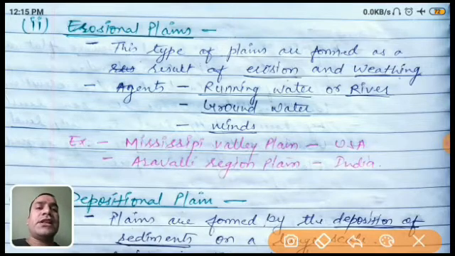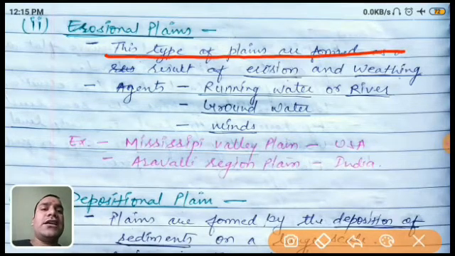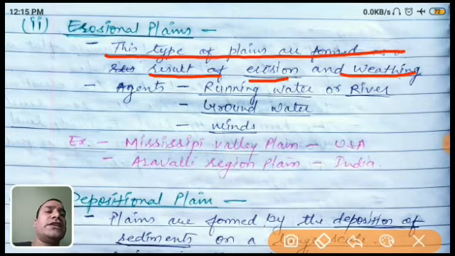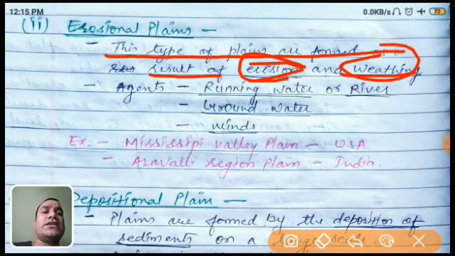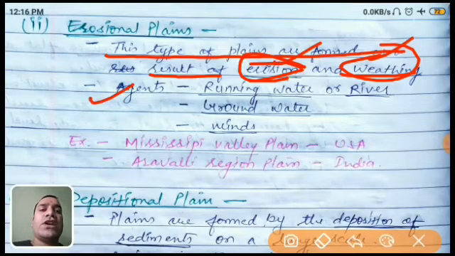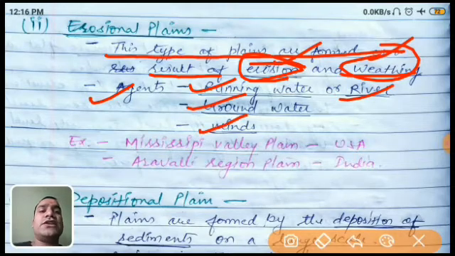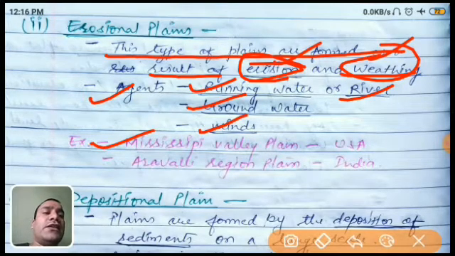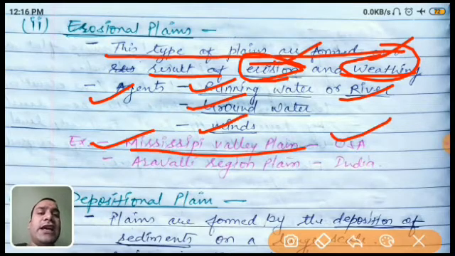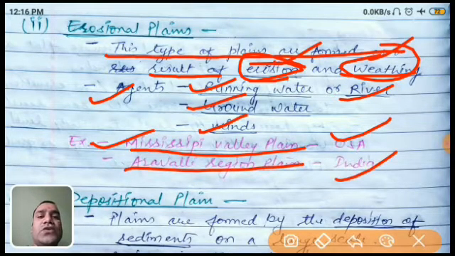These types of plains are formed as a result of erosion and weathering. What are the two reasons? Erosion and weathering. The plains formed by these two reasons are called erosional plains. What are the agents? Generally we know very well: running water, rivers, groundwater or the wind. These are all the agents by which erosional plains are formed. Examples are the Mississippi Valley Plain in the USA and the Aravalli Region Plain in India. These two are examples of erosional plains.